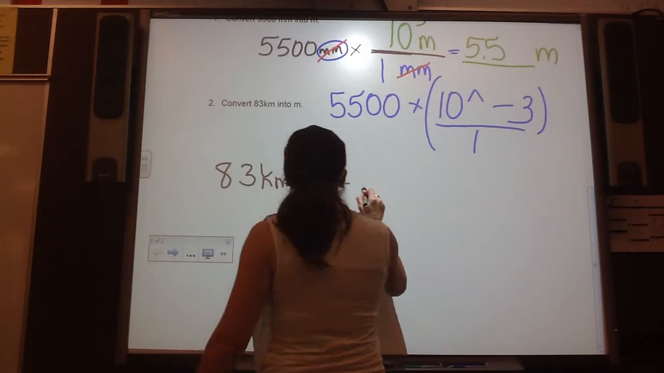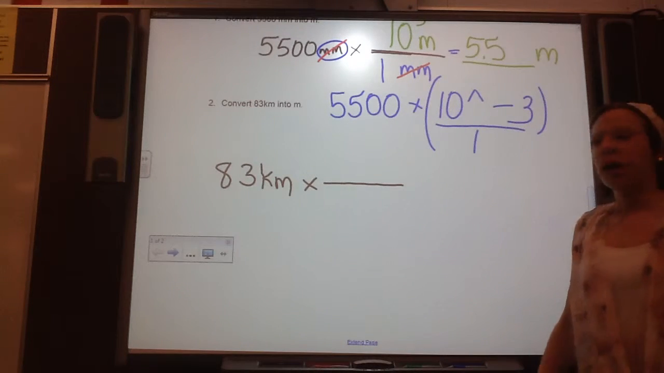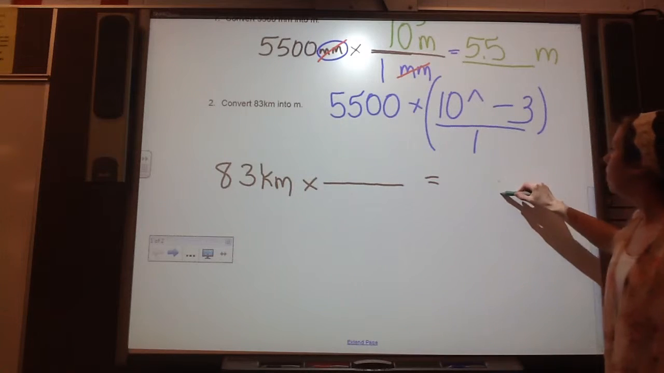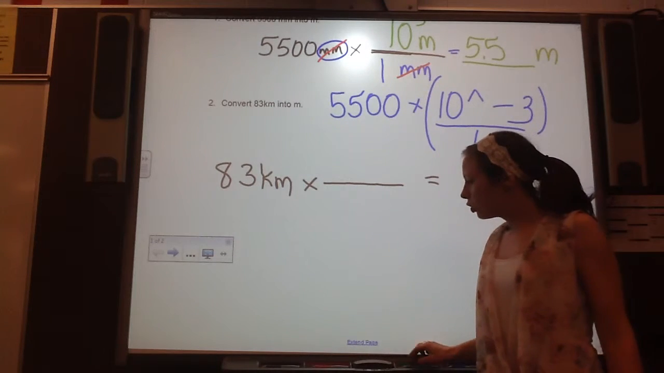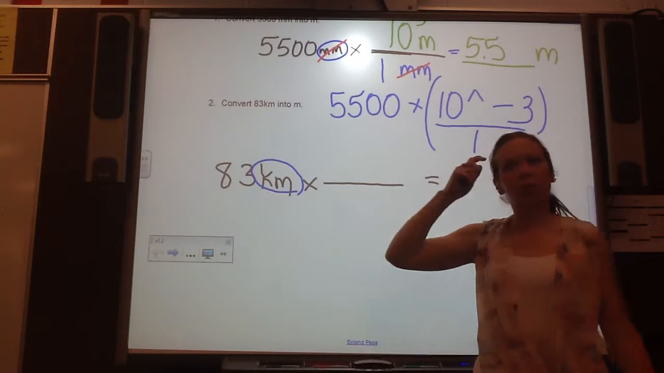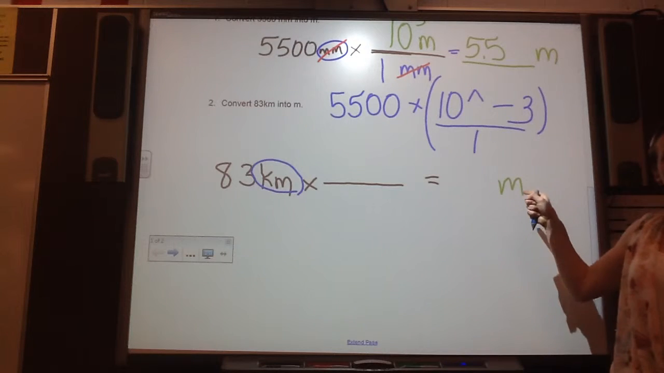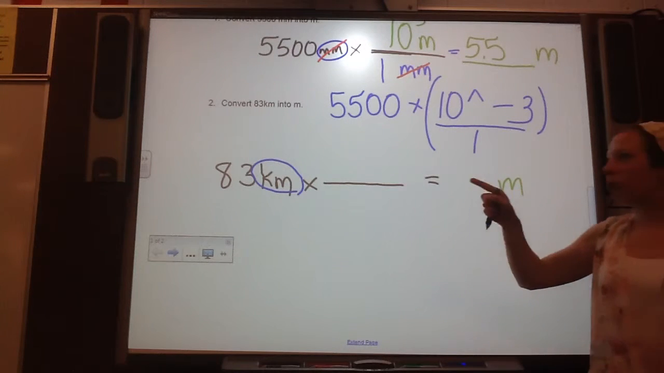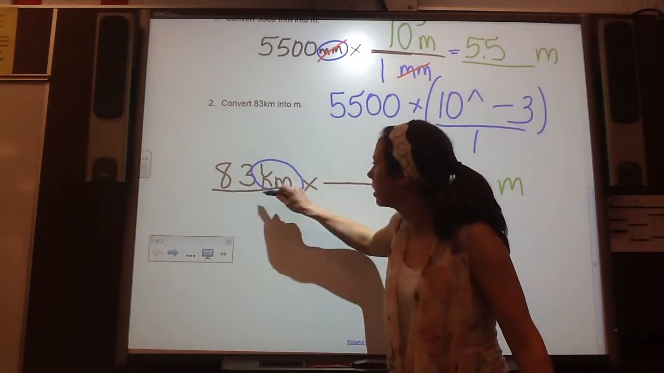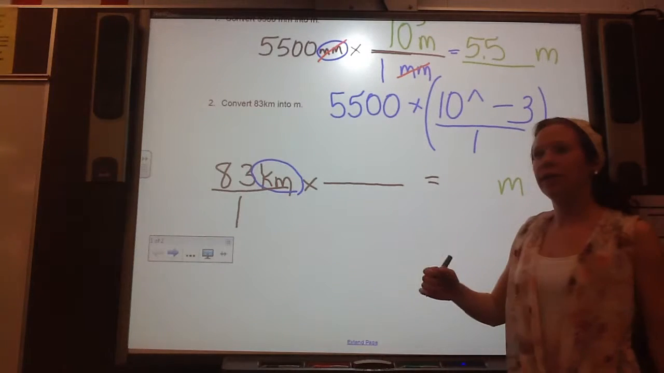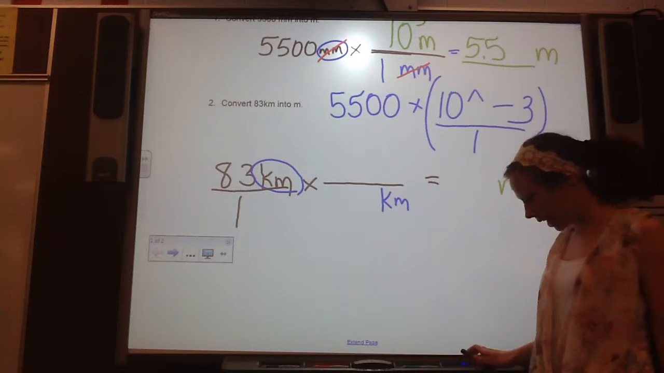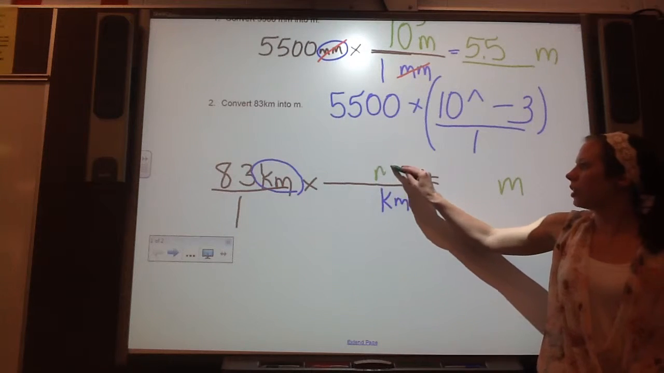We need to times by a fraction that we end up with meters. So I need to get rid of the kilometers and I want to end up with meters, yes? So the kilometers is on the top of the fraction right now, because you want to think about it as like this is over 1. So to get rid of that, I need the kilometers on the bottom of this fraction to cancel each other out and meters on the top.